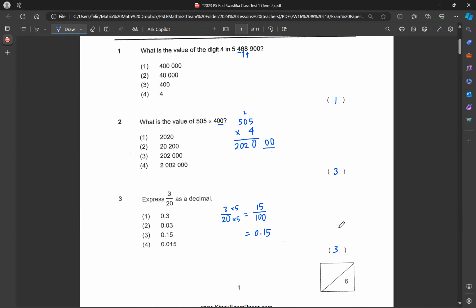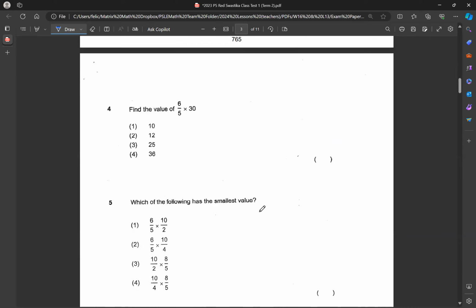All right, let's go on to question 4. Find the value of 6 over 5 times 30. Okay, so 6 over 5 times 30, you can rewrite 30 as a fraction. So 30 as a fraction is 30 over 1. All right, and with this, you can apply the cross cancellation method. So look at 6 and 1 first. So between 6 and 1, there's nothing to cancel.